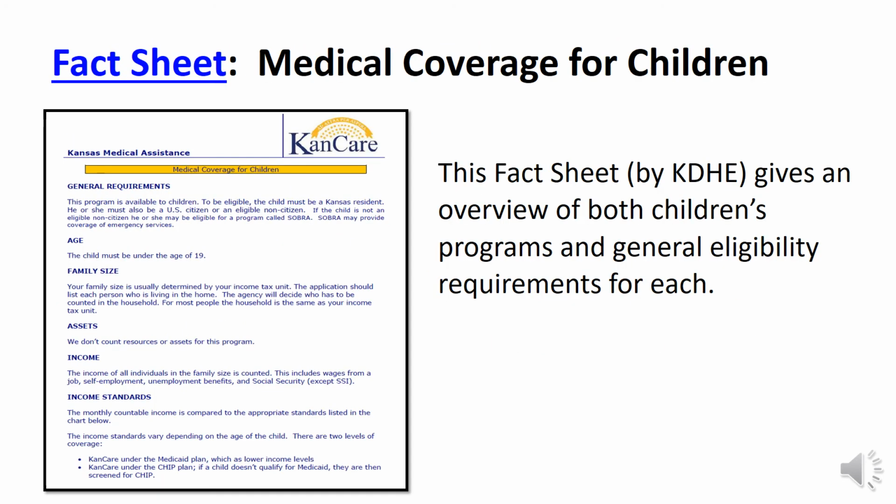Here's one of those fact sheets that I mentioned earlier. It's a great way to investigate eligibility. This one's for the children's program. The fact sheet was created by KDHE, which is Kansas Department of Health and Environment. They are the ones that determine eligibility for KanCare, and it gives an overview of both of the children's programs, and the general eligibility requirements for each.